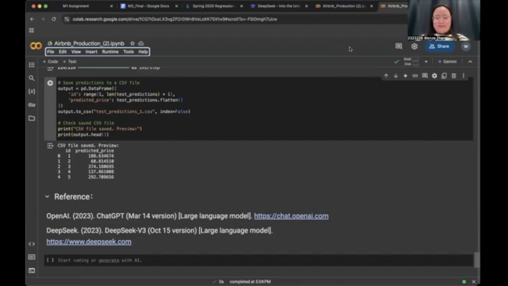ID and predicted price. By saving the predictions, we can further evaluate this model's performance in real world application, but we still need a lot of things to enhance it. And that is all of our project.